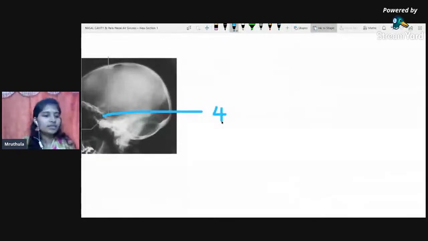Whenever we get an X-ray, we should say that it is a plain X-ray. You should say the view, anteroposterior or posteroanterior. The first one which I showed you is anteroposterior. This is lateral view. So this is a plain X-ray lateral view of the skull. Very good. So that's the sphenoidal sinus, the deeper sinus.